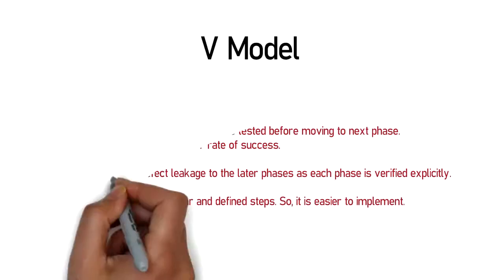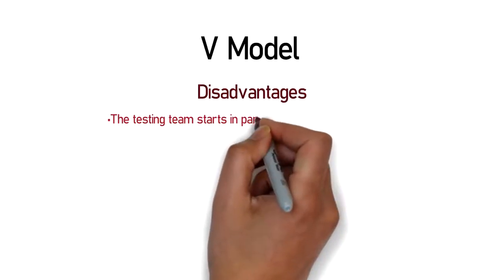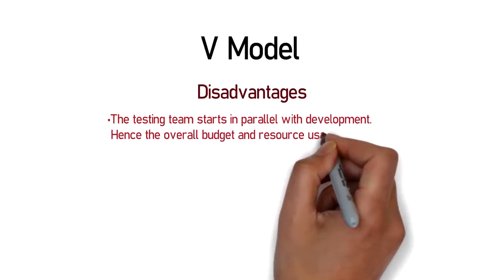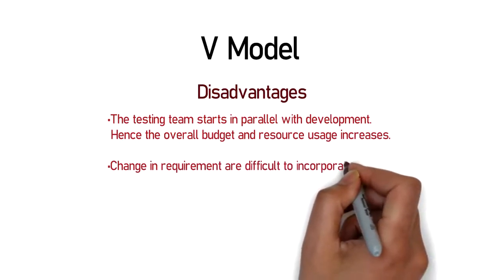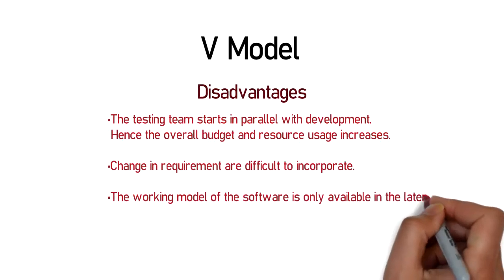Some disadvantages of V model are the testing team starts in parallel with the development team. Hence, the overall budget and resource requirement increases. Change in requirement are difficult to incorporate. The working model of software is only available in the later phase of the development.